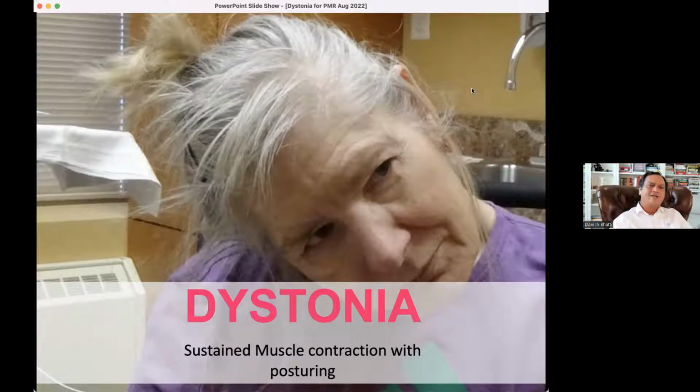This is one of my patients who had more of a sustained posturing, which started as a cervical dystonia in Parkinson's disease, but eventually became more of a sustained posturing due to curvature of the spine and probably some contractions or contracture that developed. So just to highlight the challenge of diagnosing a dystonia.